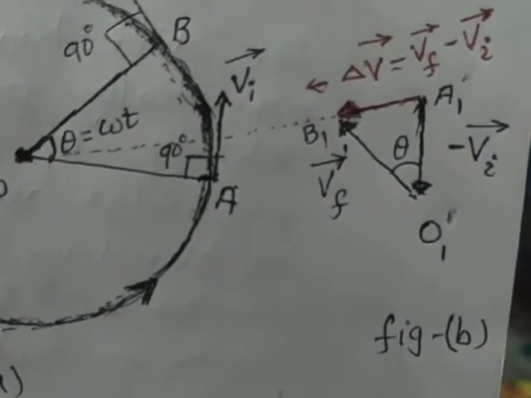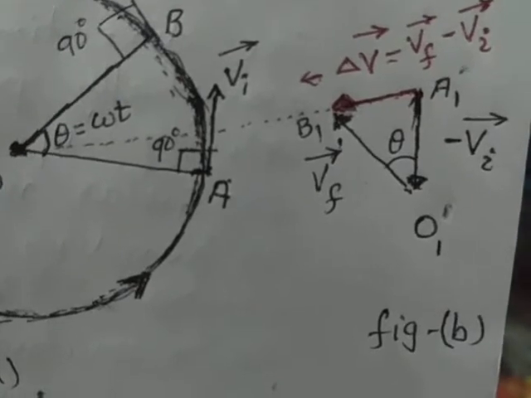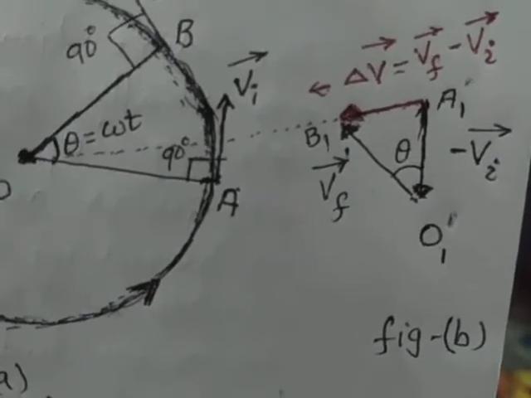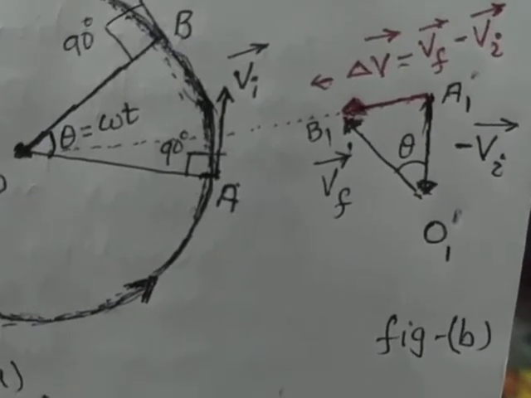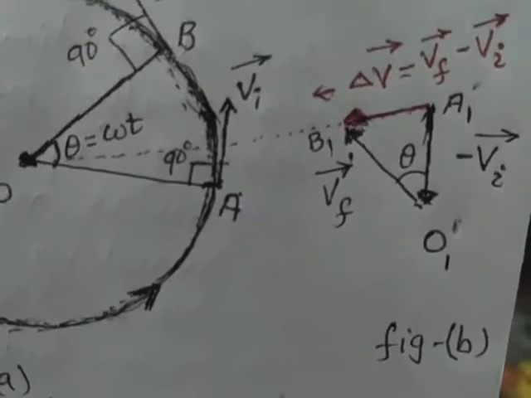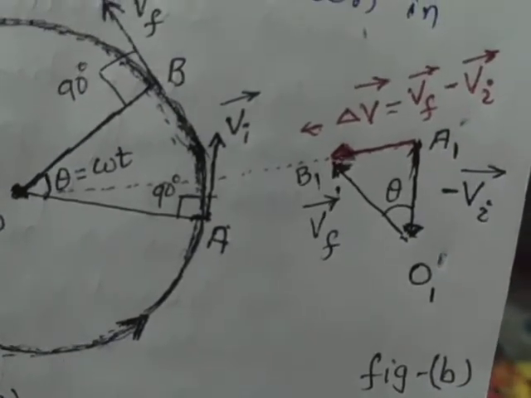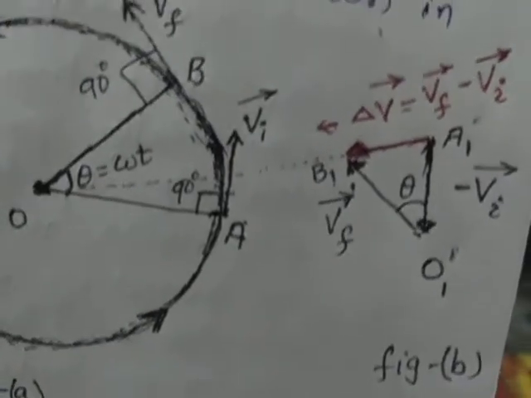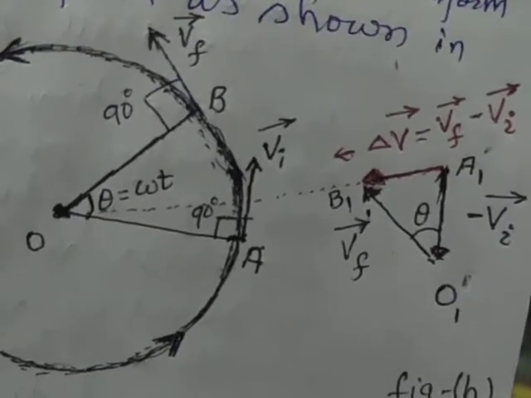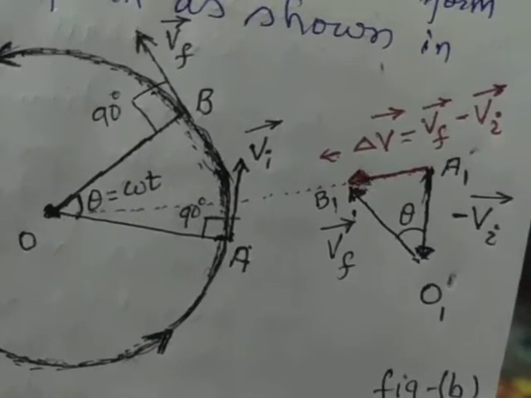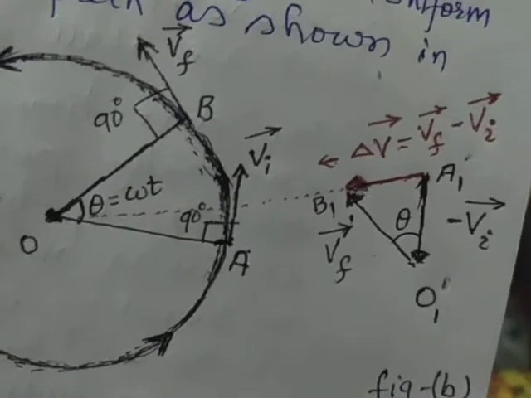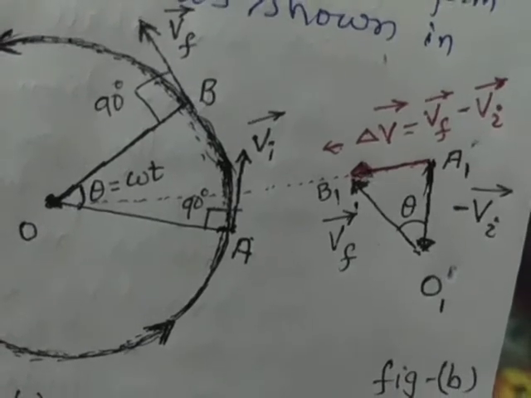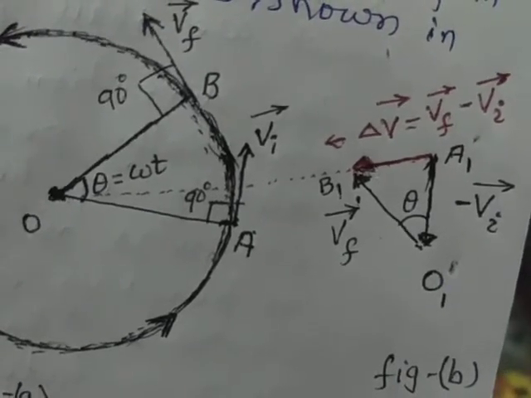How do we come to say that? Because the angle between two lines is always equal to the angle between their normals. So here you see vi is perpendicular to OA and vf is perpendicular to OB. Therefore the angle between vi and vf will be the same as the angle between OA and OB.